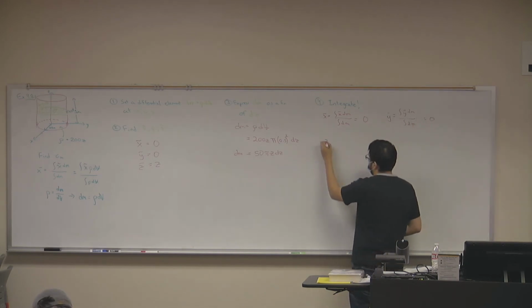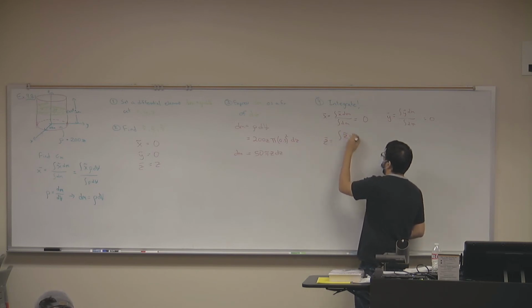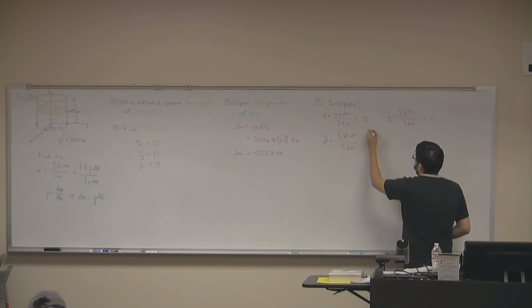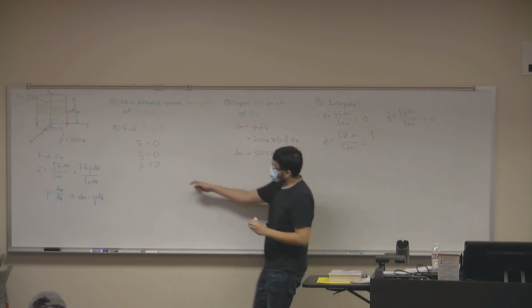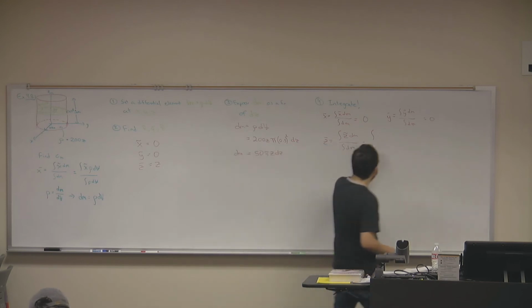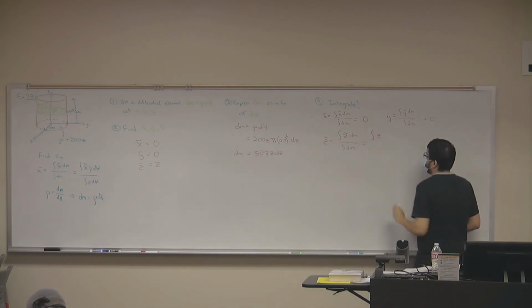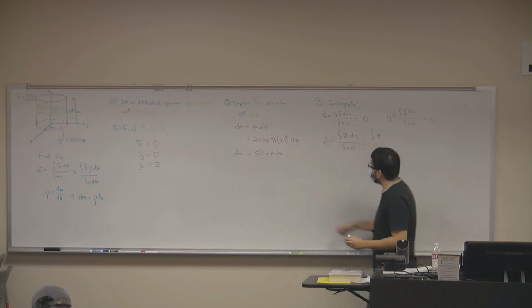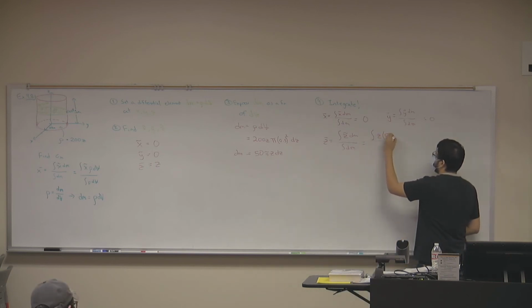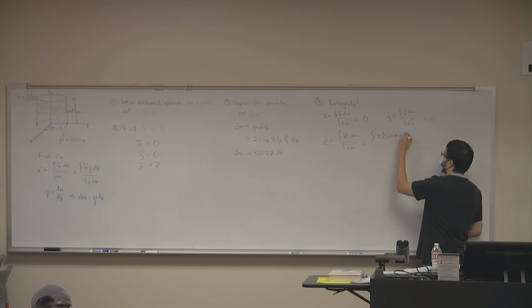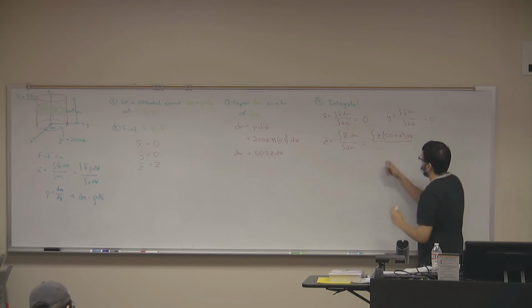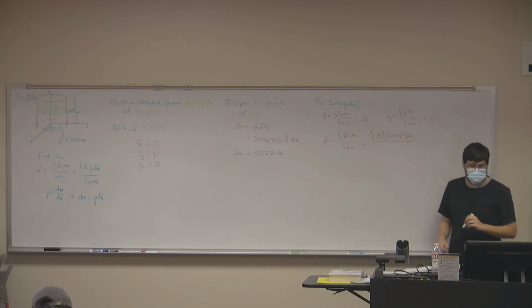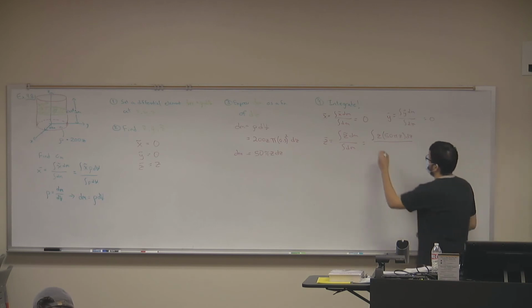But now let's look at our z coordinate. Z coordinate equals integral of z squiggly dm over integral dm. Here we know that z squiggly equals z, so I'll just write down z. And dm from step number 3, and we know that it's equal to 50 pi z dz. What are my limits of integration here? 0 to 1. 0 to 1, good.